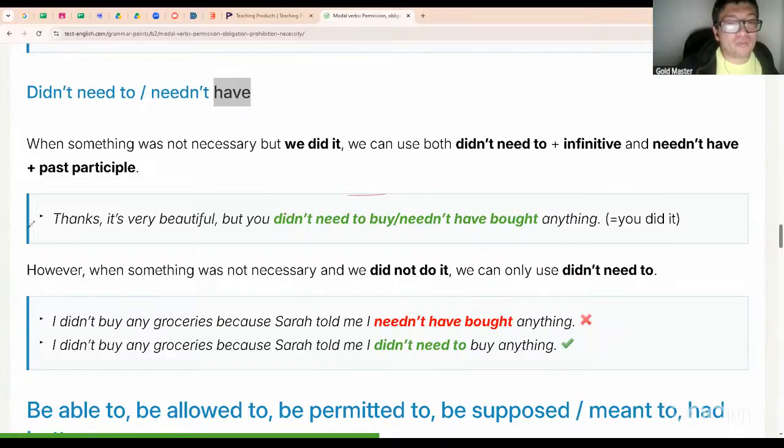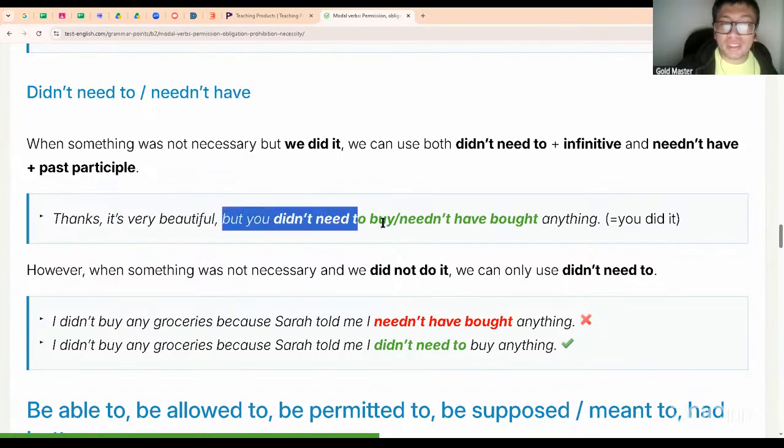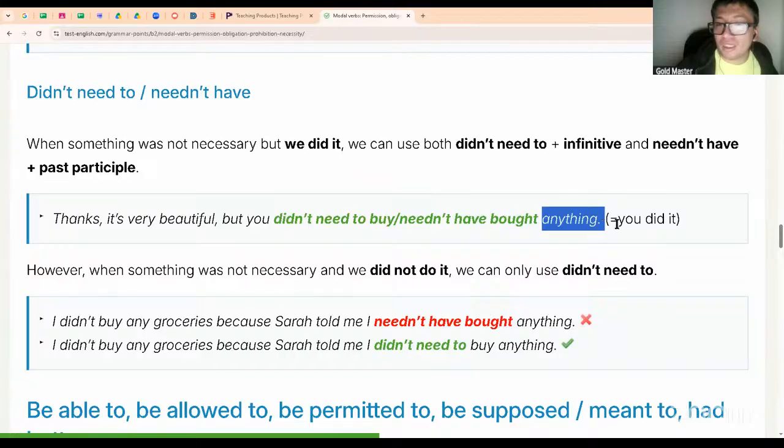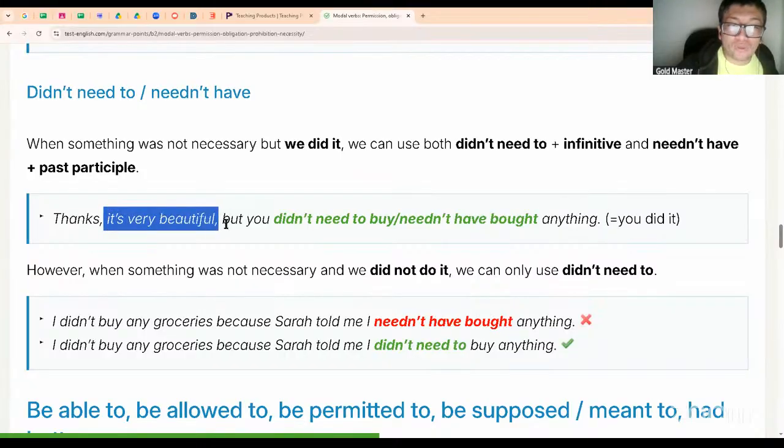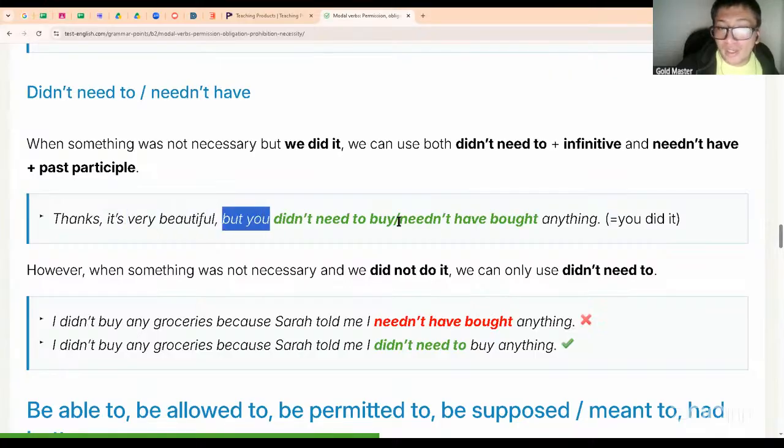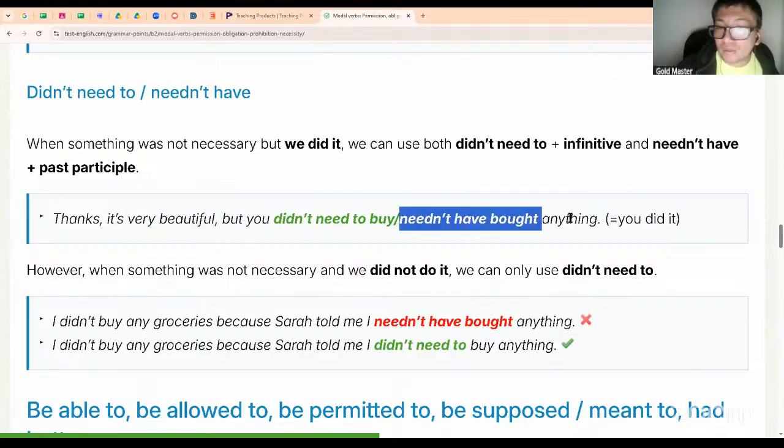Y este have va a hacer que el verbo principal que viene después, o sea, después del have, sea en past participle. Thanks, it's very beautiful, but you didn't need to buy anything. Okay. Thanks, it's very beautiful, but you needn't have bought anything.